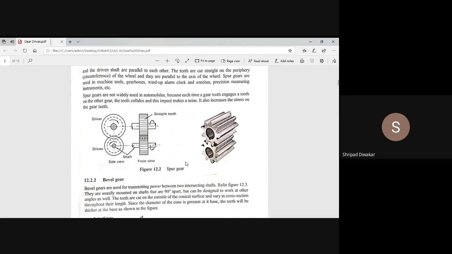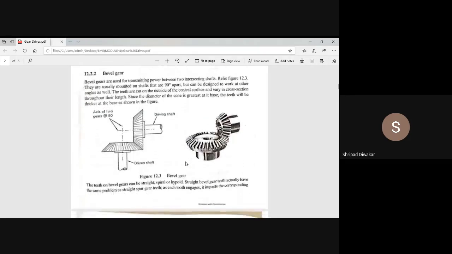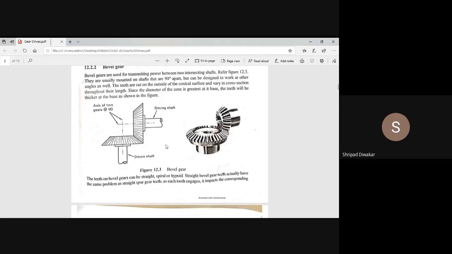And the second one is the bevel gear. Here, whenever it is required to transmit power between two intersecting shafts, one a driving shaft and one a driven shaft, in that case we use the bevel gear.